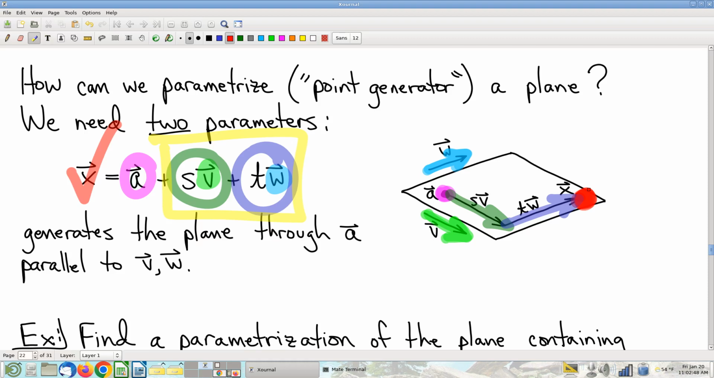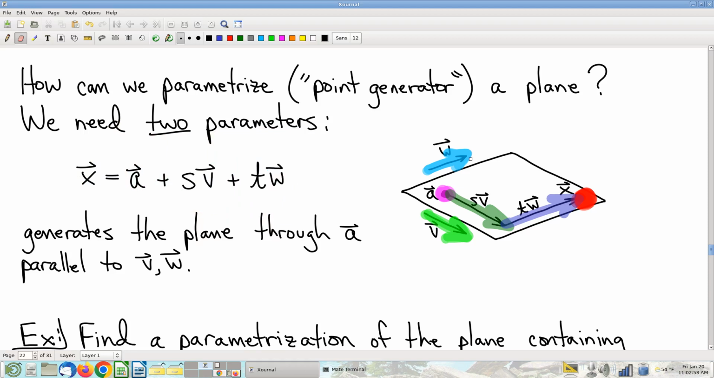So this is a parameterization. Now, as a result of this, we get 2 parameters, you'll notice. The parameters are S and T. And for whatever values of S and T you pick, any S, any T, that generates a point X. Different S's and T's, you get different X's. And then we'll trace out the whole plane. What do you think? Everybody's happy with that? Cool. All right. So very similar to that homework exercise.